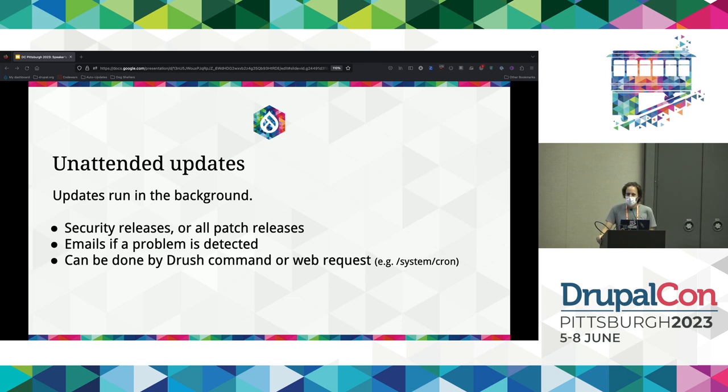Unattended updates, if a problem is detected that could break updates, like, oh, suddenly some file became not writable and we need to write to it, it'll email you about that. So you should never wake up with a broken site. You might wake up with complaints about not being able to update, but that's better than a broken site. And there's two ways to run unattended updates, which I will go into. One of them is run by a drush command, which you could set up in crontab. And the other way is by a web request, to like /system/cron.